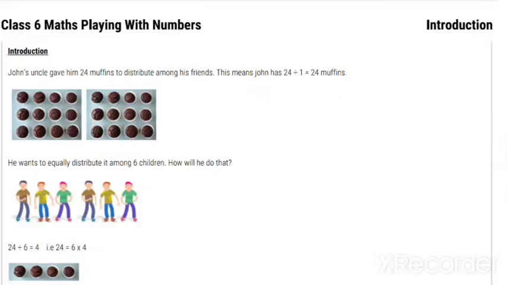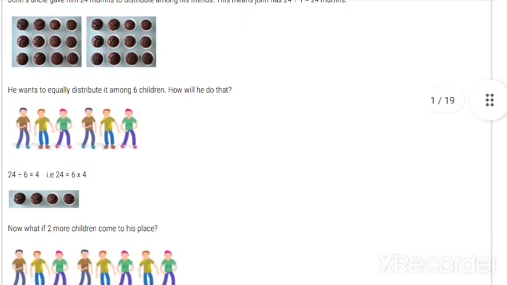So children, look on the screen, one picture I am showing you. John's uncle gave him 24 muffins to distribute among his friends. This means John has 24 divided by 1 is equal to 24 muffins. Now he wants to distribute them equally among 6 children. How will he do that? 24 divided by 6 is equal to 4, that is 24 is equal to 6 into 4. So he will give 4 to each.